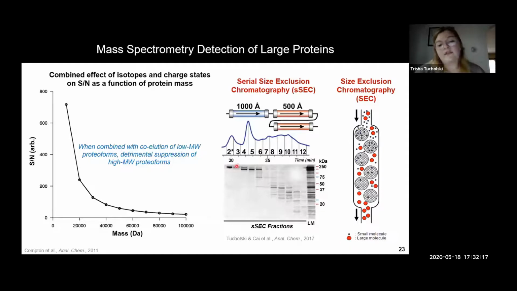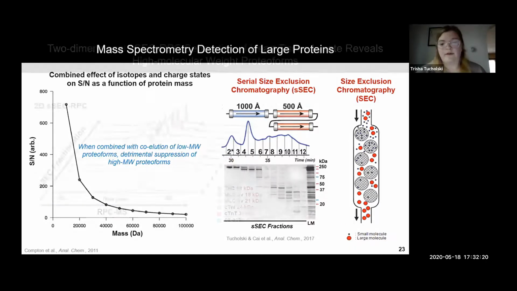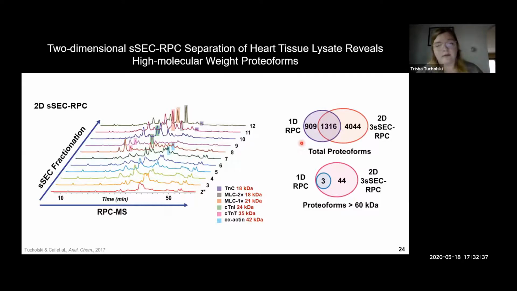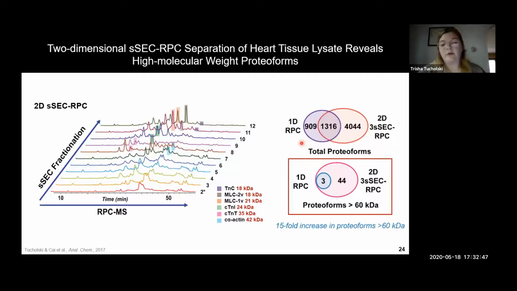And then we could take these fractions and further analyze them by reverse phase chromatography, which is what I'm showing you on this slide. You can see now that we were able to separate those high abundance, low molecular weight myofilament proteins from the larger proteins, and we're able to enrich for those larger proteins. And overall, we were able to expand the coverage of our heart proteoform landscape, or what we could detect by top-down proteomics. But really importantly, we were able to increase the number of proteoforms greater than 60 kilodaltons that we could detect with mass spec at this point.